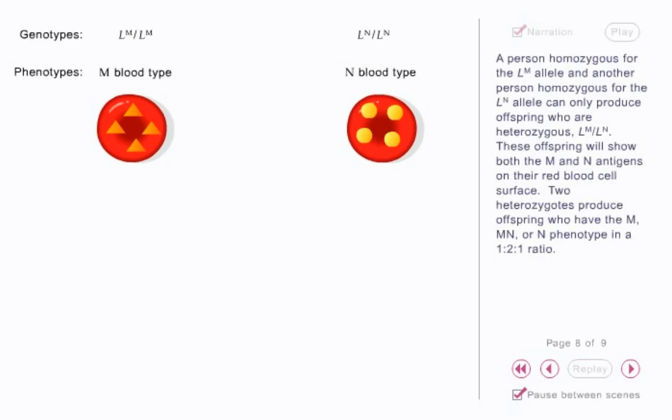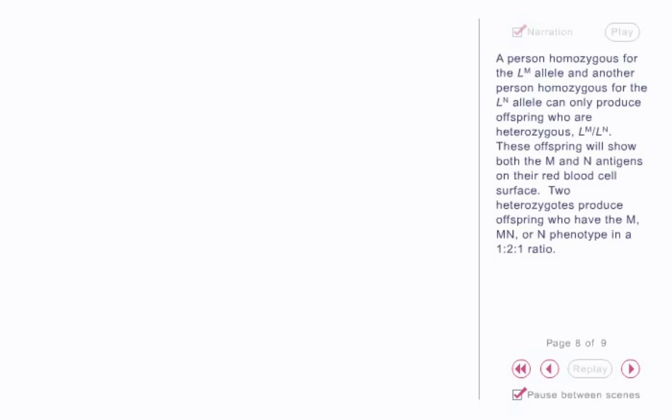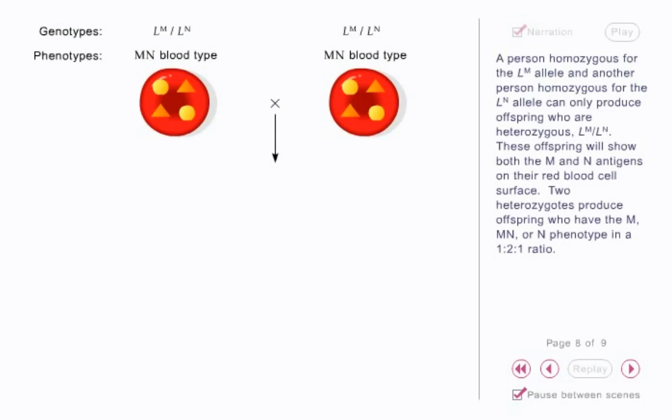A person homozygous for the L^M allele and another person homozygous for the L^N allele can only produce offspring who are heterozygous, L^M L^N. These offspring will show both the M and N antigens on their red blood cell surface. Two heterozygotes produce offspring who have the M, MN, or N phenotype in a 1:2:1 ratio.